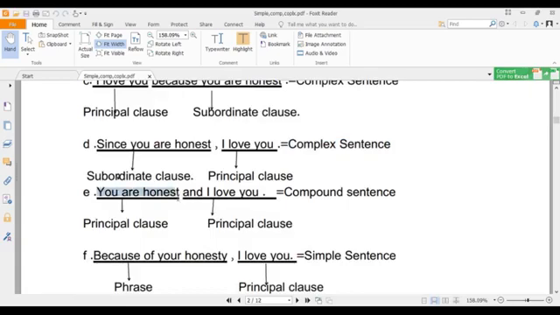You are honest and I love you. Here, "you are honest" is a principal clause. Without the second part of the sentence, this part with a full stop is a full sentence and it is a principal clause. And "and I love you" is also a principal clause. When more than one principal clause make a sentence, it is called a compound sentence.